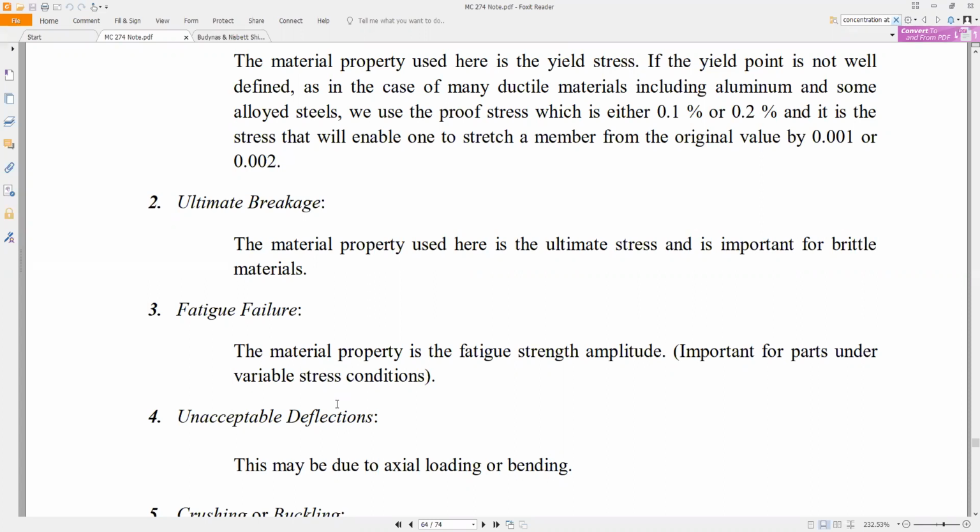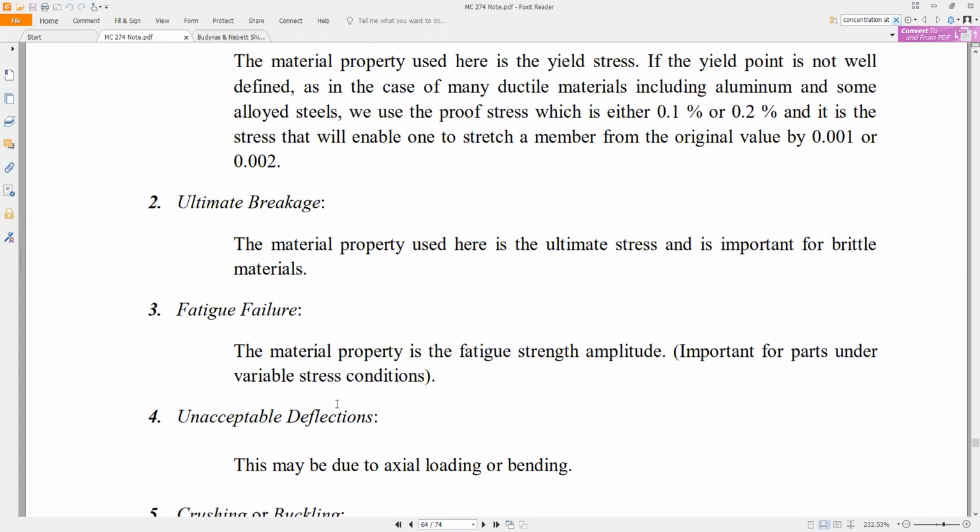And brittle materials will not show any sign of yielding before they just break off. So when tensile loads are applied on it within a specific period of time, when the stress inside builds up to more than that ultimate stress in the material, you will see that the material can just break off or fail. Then we also have fatigue failure.